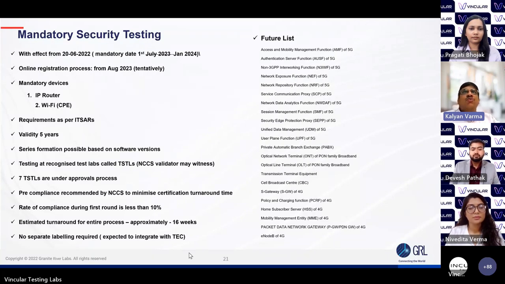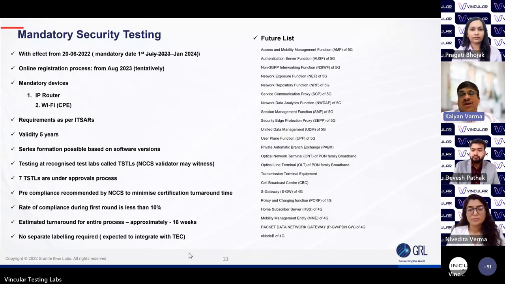So from the day you file an application with NCCS, there will be a dedicated validator appointed by NCCS who will review the configuration of the product and also the test strategy by the lab and the test plan, what is required to be done, what configurations are required to be taken into consideration. And upon their approvals, the actual testing happens.